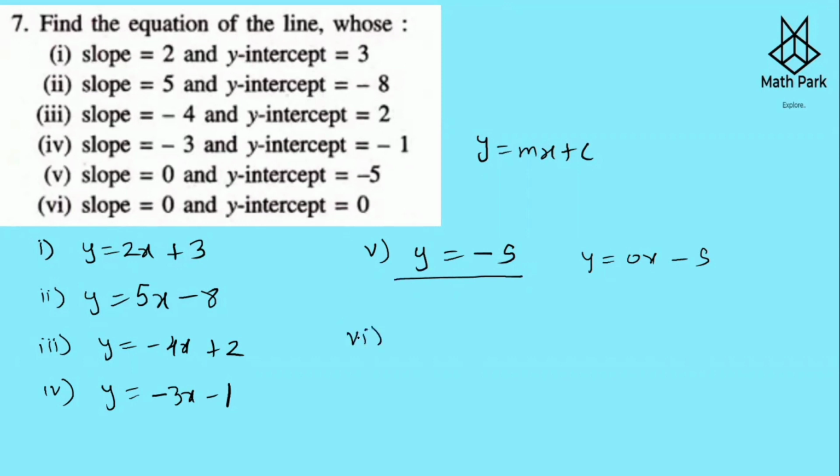The sixth one, again, slope is 0 and y-intercept is 0. If slope is 0 and y-intercept is 0, the line is going to be y is equal to 0. So this is the equation of the x-axis. Got it? Let's move on.